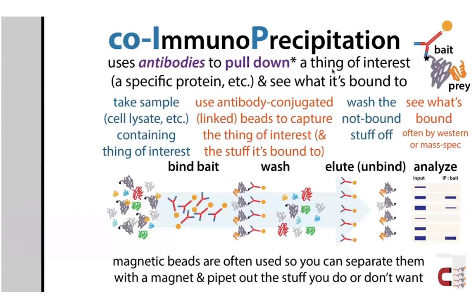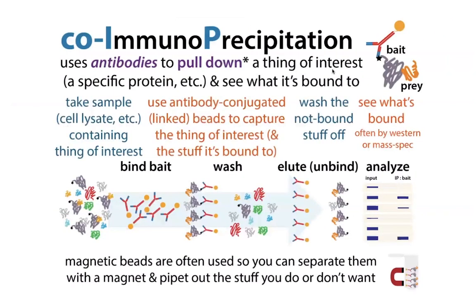In addition to those quantitative experiments, where we're actually getting numbers, there are more qualitative experiments, so we can just see, do these things bind? And remember that binding is all relative. So whenever we're trying to see if things bind, we need to be very, very aware of what concentrations we're using, aware of the salt concentration.